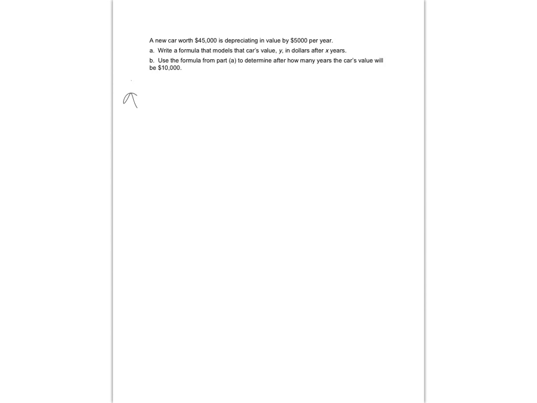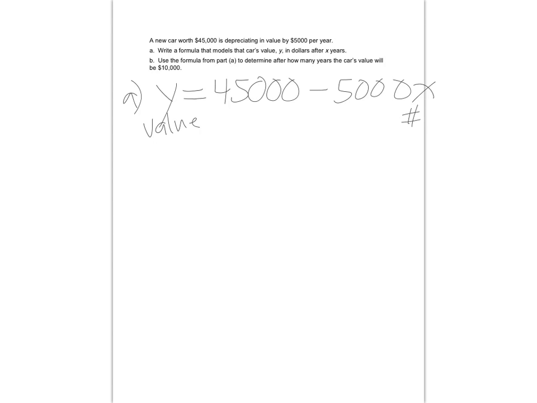So for part A, Y, what the car is worth, would be what we started with, 45,000, and we're losing, so subtract $5,000 each year. We don't know how many years, but we know there are X years, so $5,000 times X. So that's all they want for part A. And so Y is the value of the car, and X is the number of years. That's how they told us to set it up.